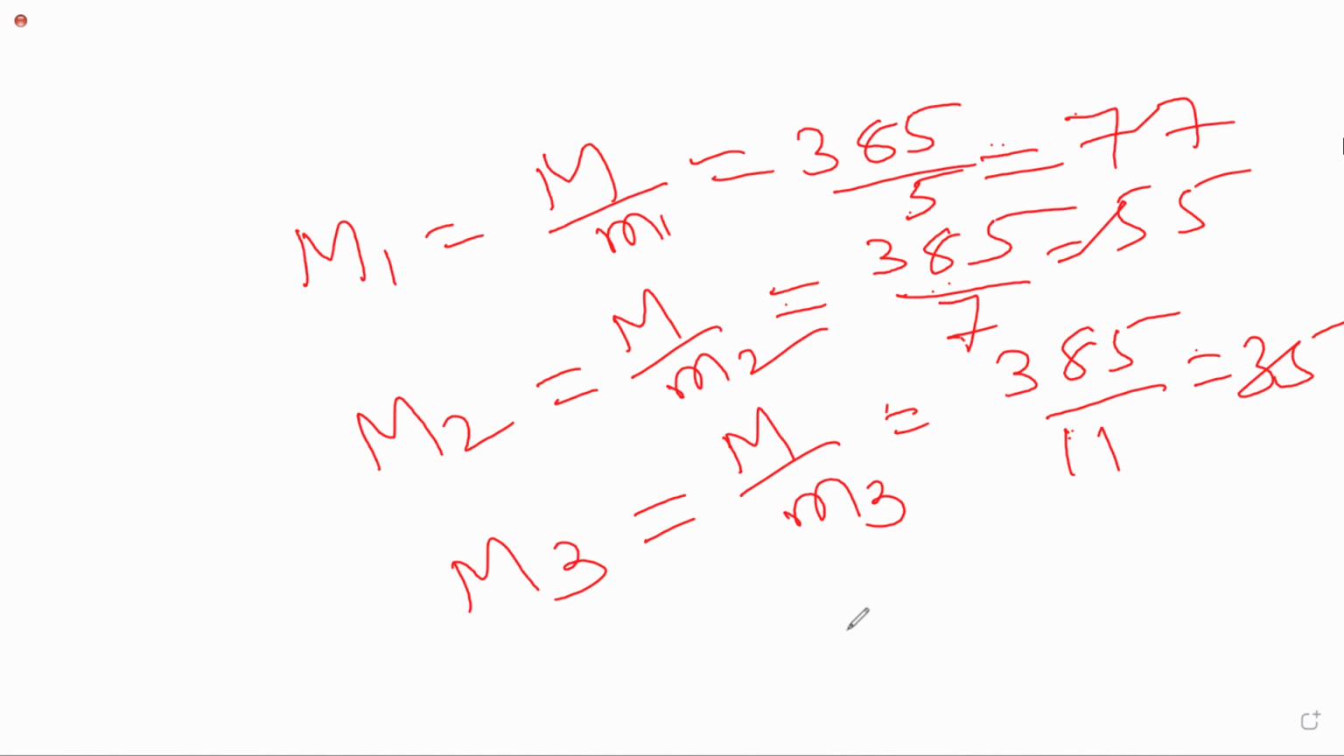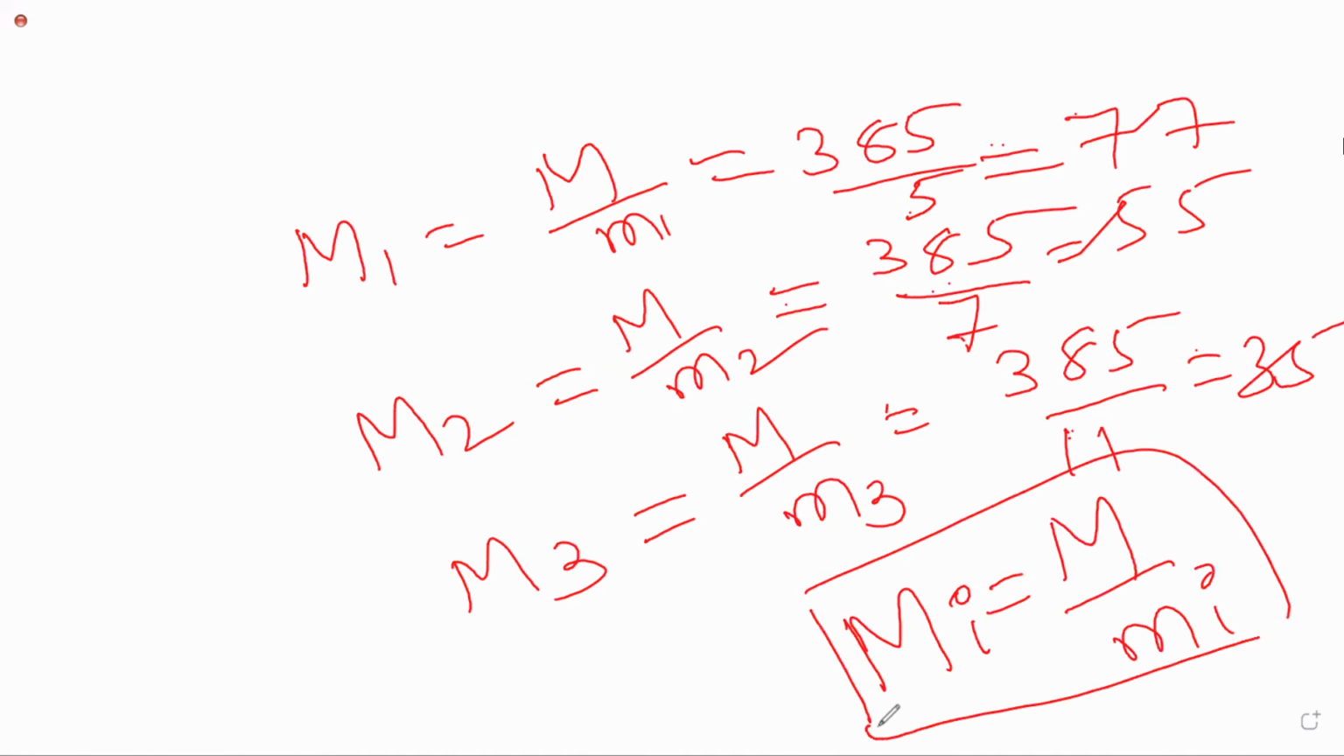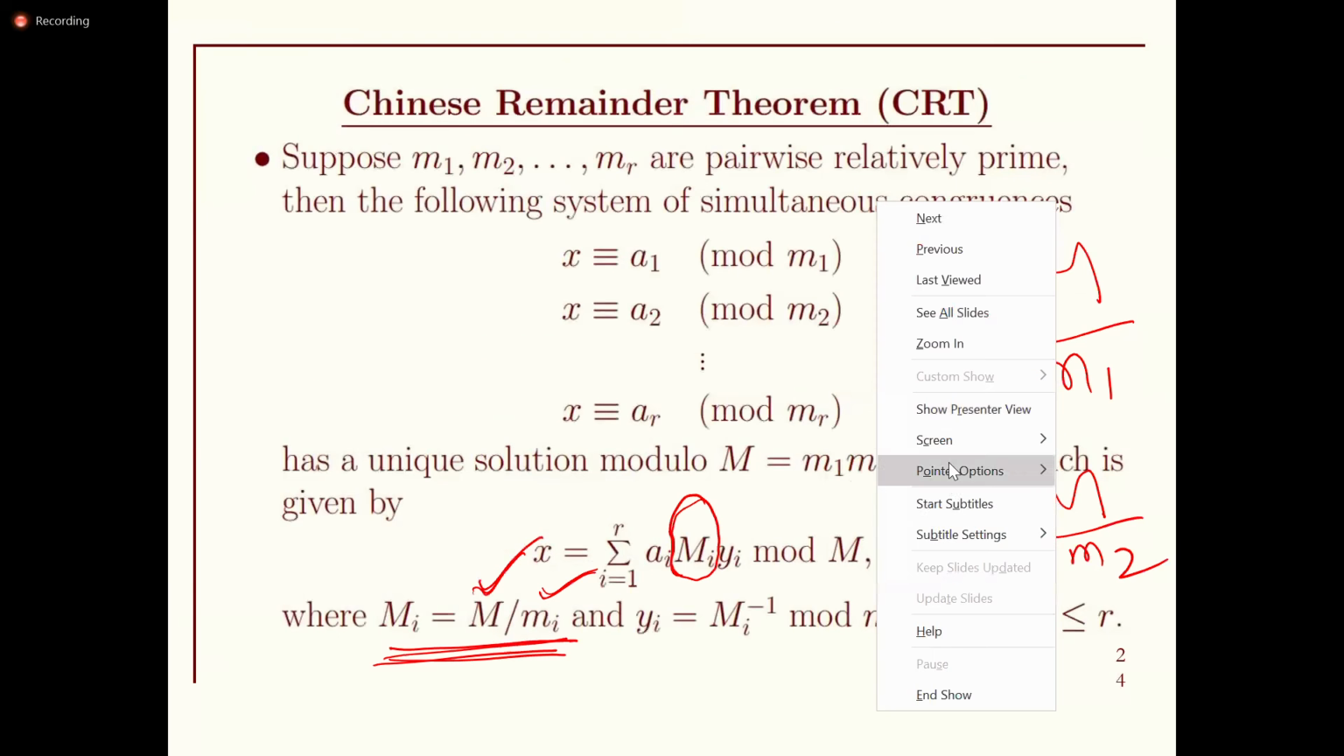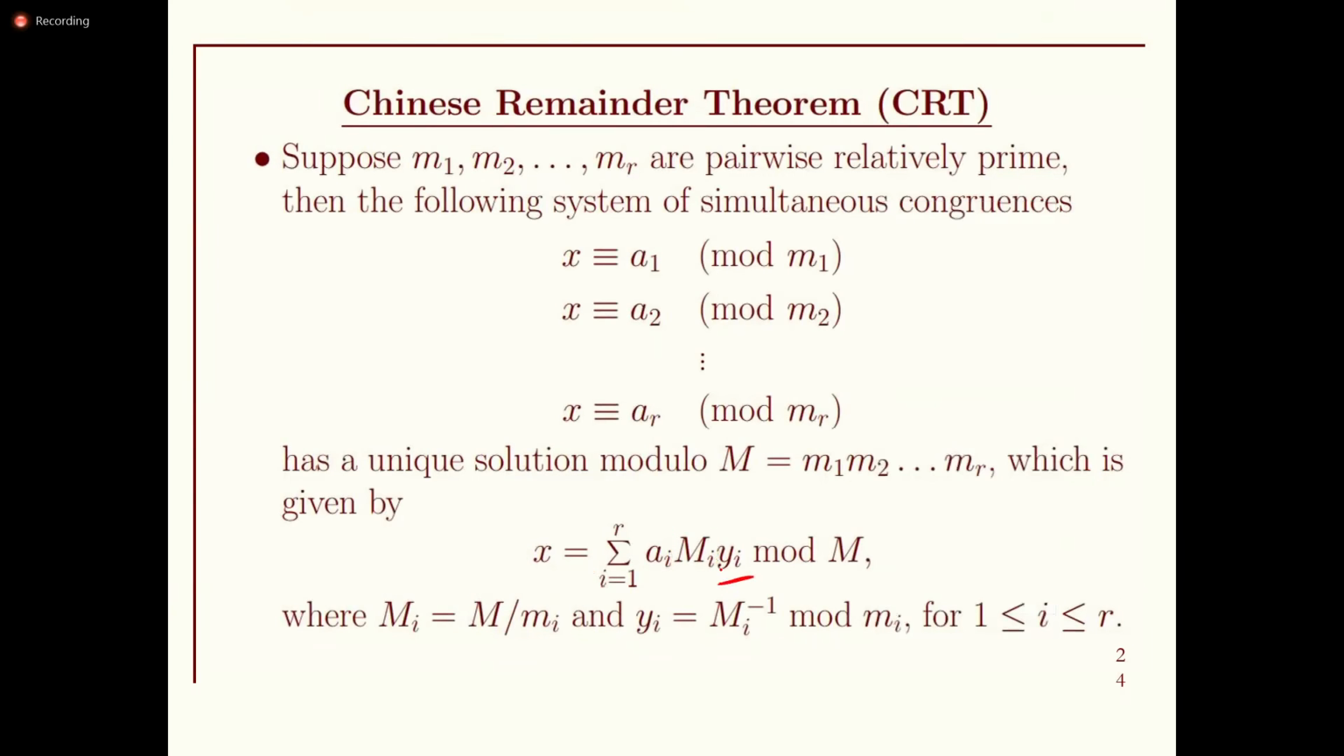So what is the formula? The formula is Mi is nothing but capital M by small mi. According to this formula, we have calculated this one. Next, according to the formula, we have to calculate yi also. See this formula. So what is yi? Yi is the inverse.